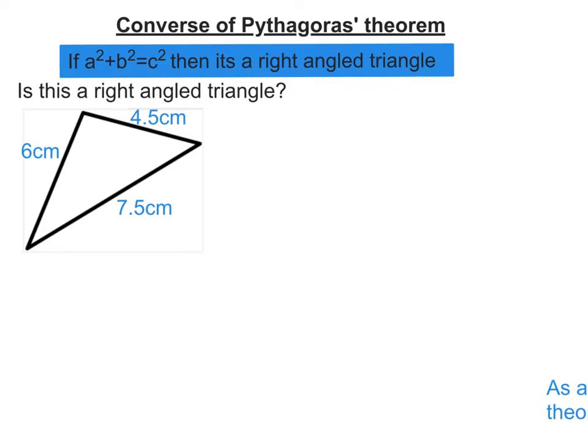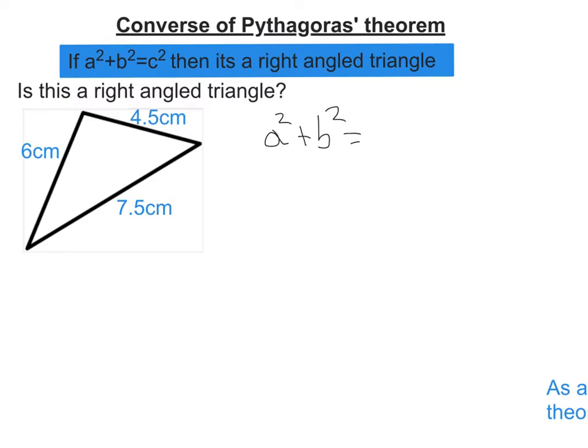So, here we've got an example. We've got a triangle here, 6 centimetres, 4.5 centimetres, 7.5 centimetres. And it wants us to prove if it's a right-angled triangle. So what I'm going to do is work out what a squared plus b squared is and hope that's the same as c squared.